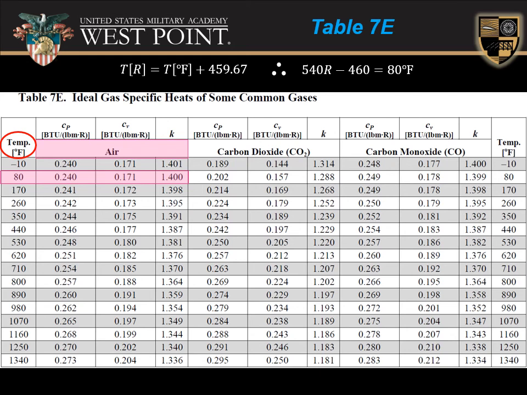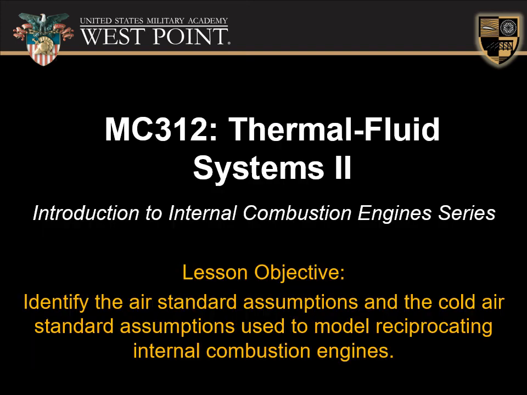It is a common error to use 530 because you think that's close enough. That's 530 Fahrenheit. That's way hotter than cold. You want to use 80 degrees Fahrenheit on table 7E. And again, remember the units. This is BTUs per pound mass. If you have slugs or you have foot pounds, you have to do the conversions.